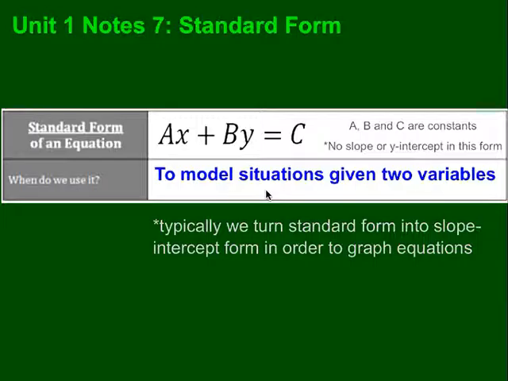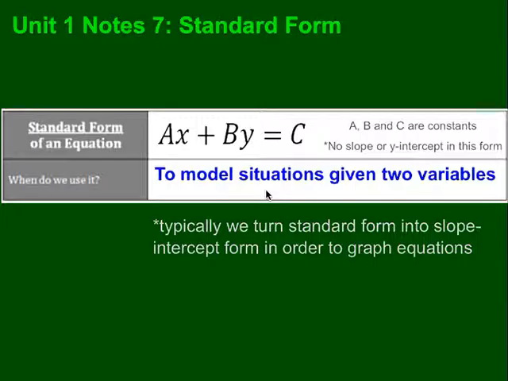So when we do things in standard form, the form we use is ax plus by is equal to c. So in that, a, b, and c are all constants. So there's no slope or y-intercept in this form. It's kind of a form we use a lot to model situations. So we use these a lot for word problems.